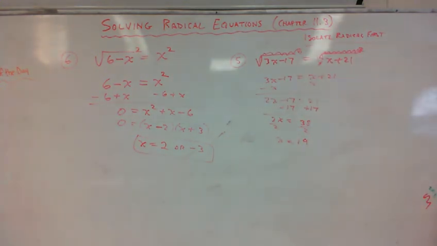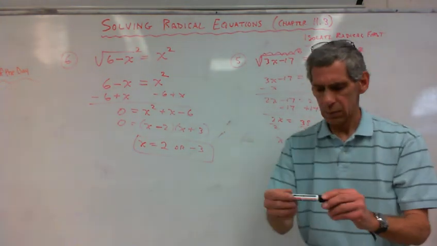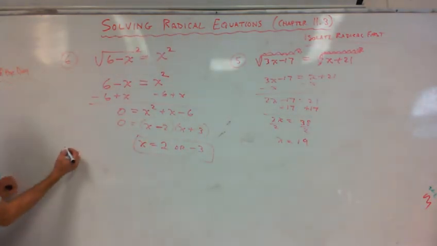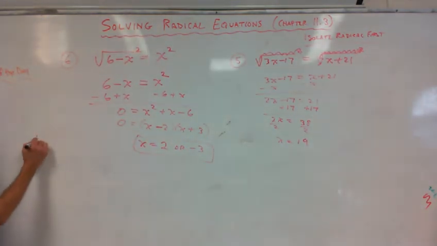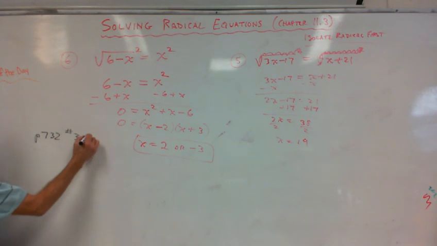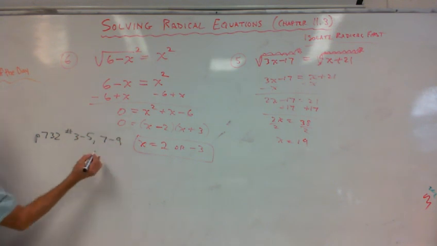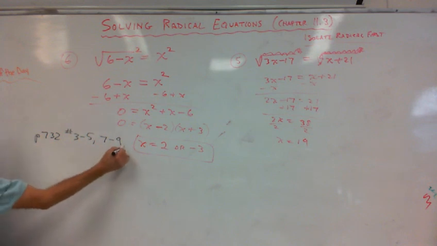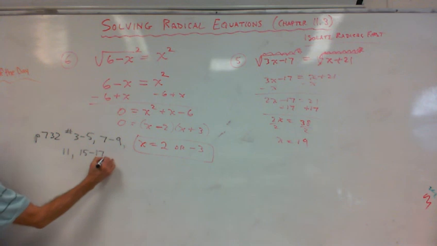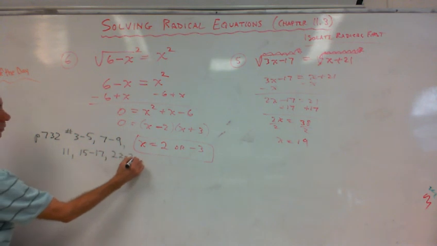Alright, so homework is page 732, numbers 3 through 5, 7 through 9, 11, 15 through 17, and 22 to 23.